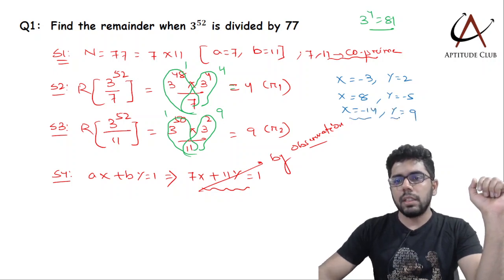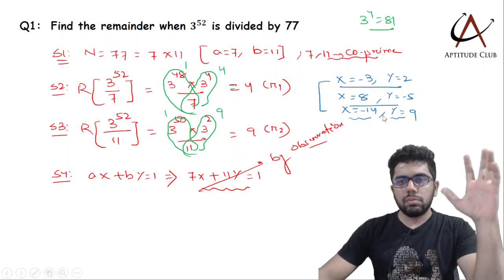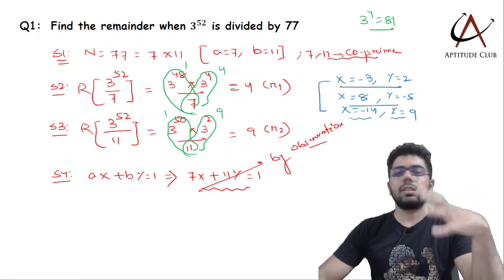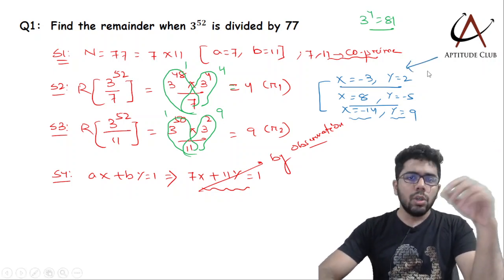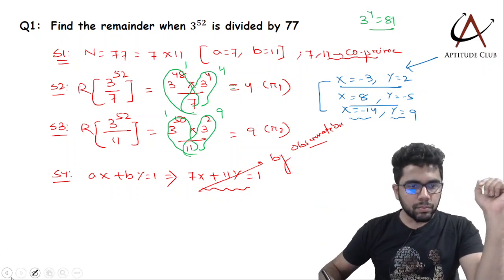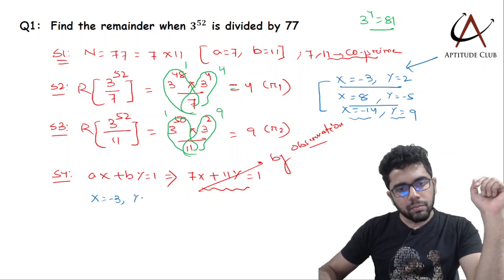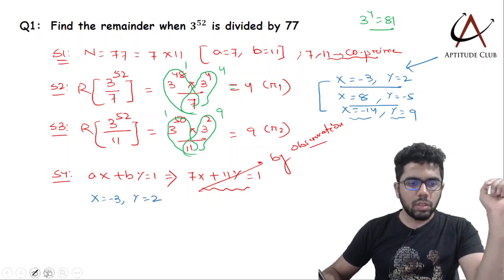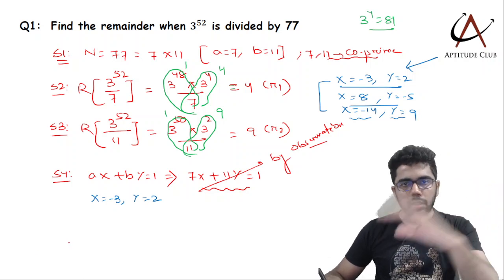I can take x as -14 and y as 9, so -98 plus 99. So any answer is possible here. You take any value, the answer will come in all cases comfortably, everything is correct. But if the answer will come in all cases, why not take the smaller values, because that will help you calculate faster. So from this I can conclude, okay, x is -3 and y is 2. Now you got everything. A r2x, b r1y, all the values I got.